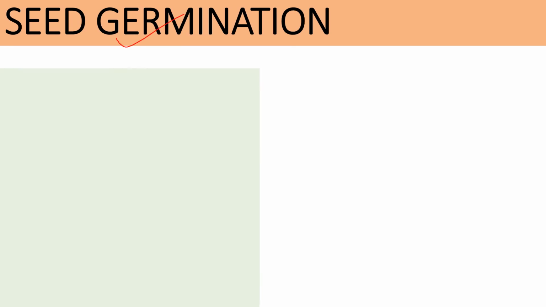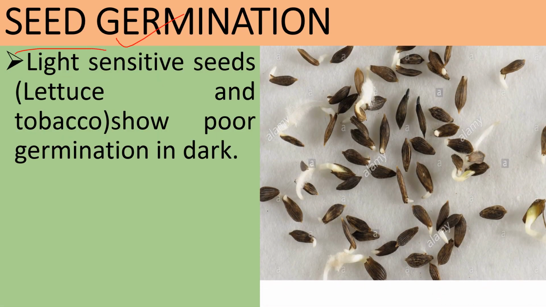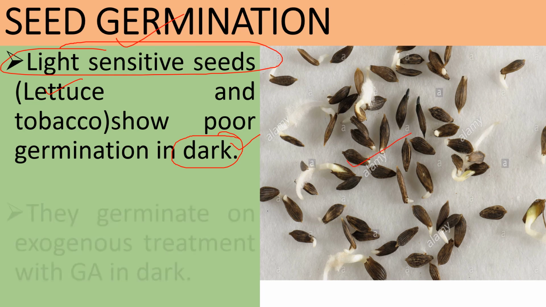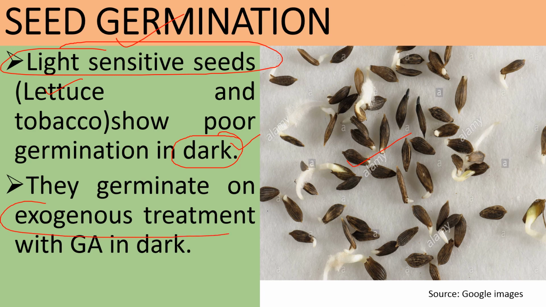Next is seed germination. Light sensitive seeds, commonly known as photoblastic seeds, for example lettuce and tobacco, show poor germination under dark conditions. If we germinate them in the dark, they show poor germination. But under dark conditions, if we apply some external gibberellin, they will show proper germination. So they germinate on exogenous treatment with GA in the dark. This is the lettuce seed which is showing germination.